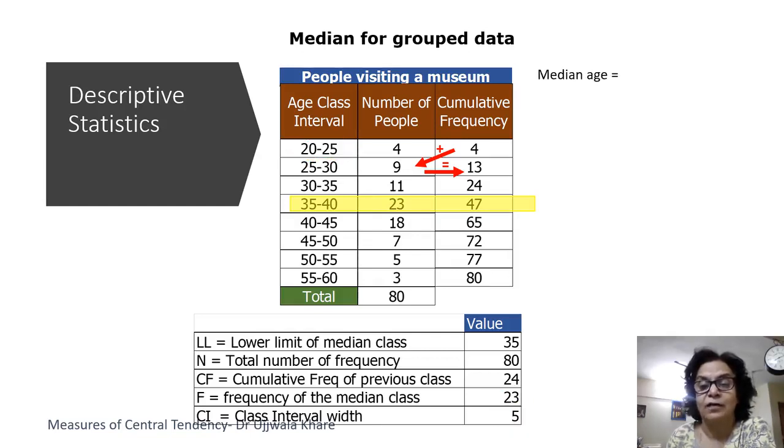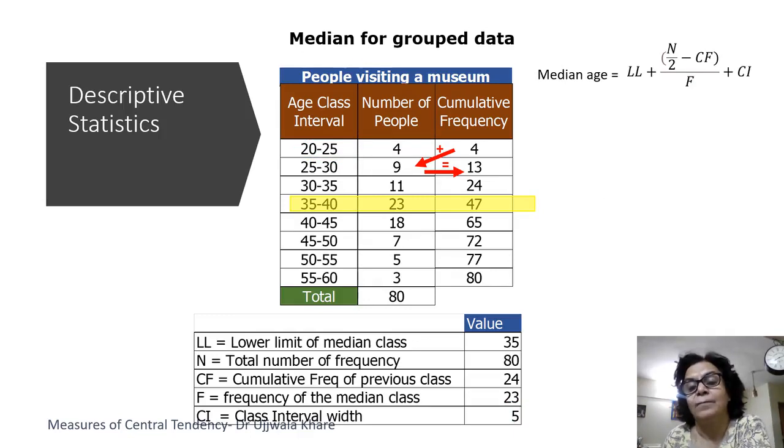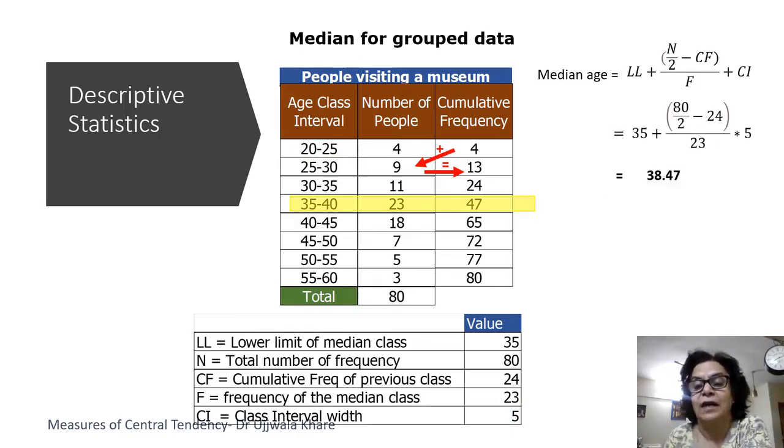Now we look at the formula which is used. Median age is equal to LL plus n upon 2 minus CF divided by F into CI. So 35 plus 80 upon 2 minus 24 divided by 23 into 5. This gives us 38.47. With more examples, you will understand this very easily.